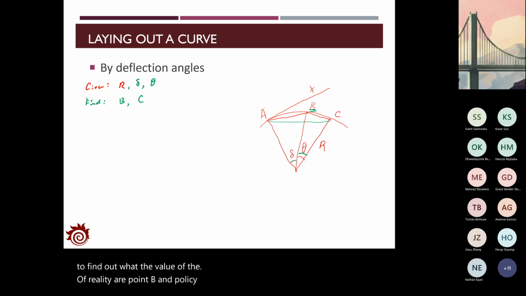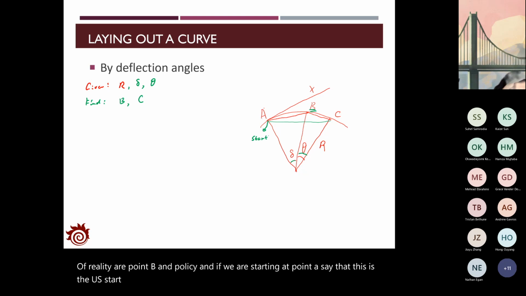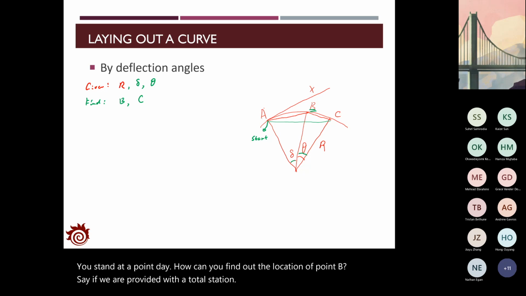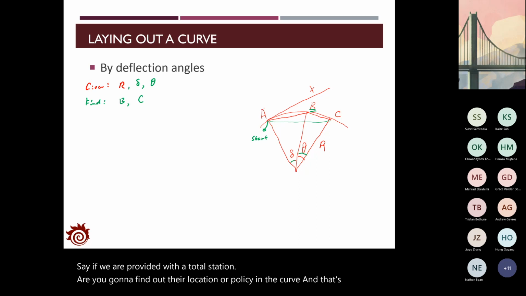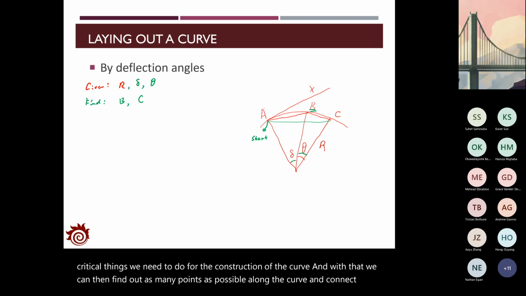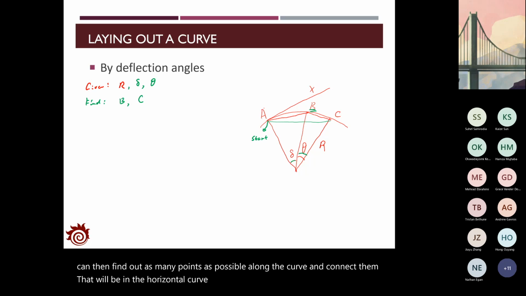And say that we start at point A, the start point. You stand at point A. How can you find out the location of point B? Say we are provided with a total station. How are you going to find out the location of point C on the curve? That's the most critical thing we need to do for the construction of the curve. With that, we can find as many points as possible along the curve and connect them. That will be the horizontal curve connecting two straight lines.